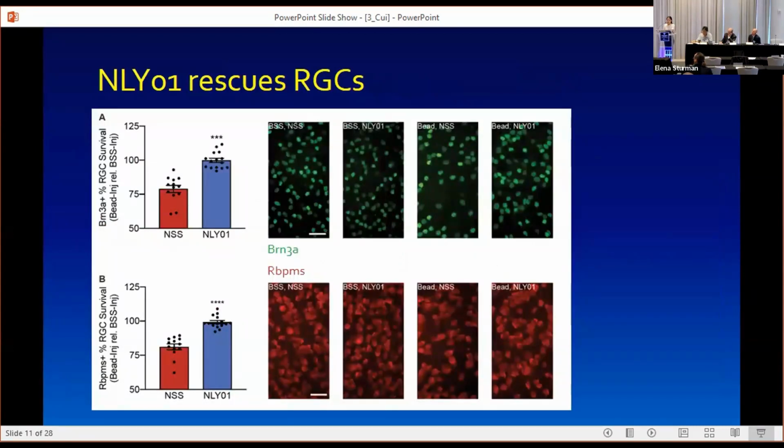And finally, here is the key slide. NLY01 was shown to rescue retinal ganglion cell somas, stained for the RGC markers BRN3A and RBPMS. What we saw was that percent retinal ganglion cell survival in the bead injected relative to the BSS injected eyes was essentially 100% preserved in NLY01 treated animals with elevated intraocular pressure, compared to the eyes that had intraocular pressure elevation but were not treated with NLY01.